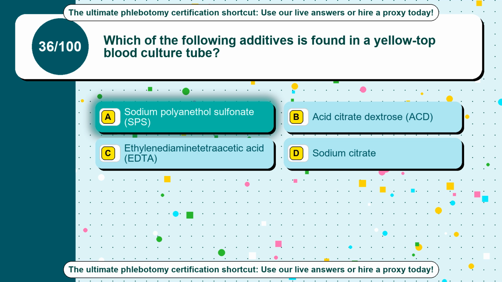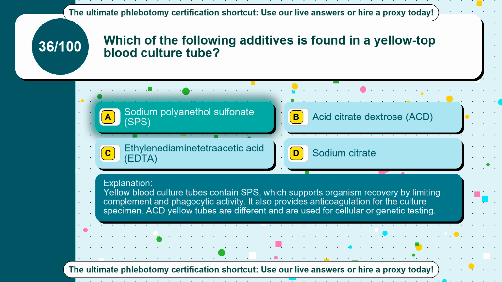Sodium polyanethol sulfonate, SPS. Yellow blood culture tubes contain SPS, which supports organism recovery by limiting complement and phagocytic activity. It also provides anticoagulation for the culture specimen. ACD yellow tubes are different and are used for cellular or genetic testing.